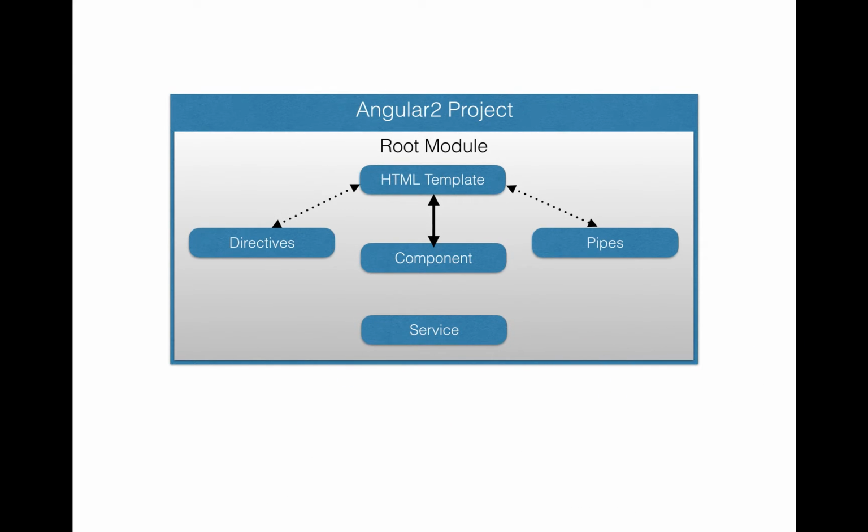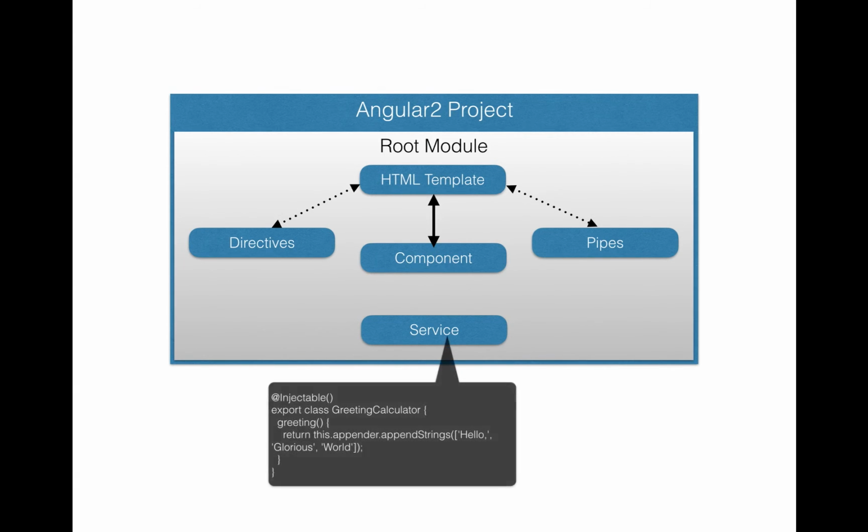Services. A service can be a value, function, or feature that the application needs. Almost anything can be a service. An example of a service can be a logging service, a data service, a message bus, or an application configuration. So basically, your service can be anything.